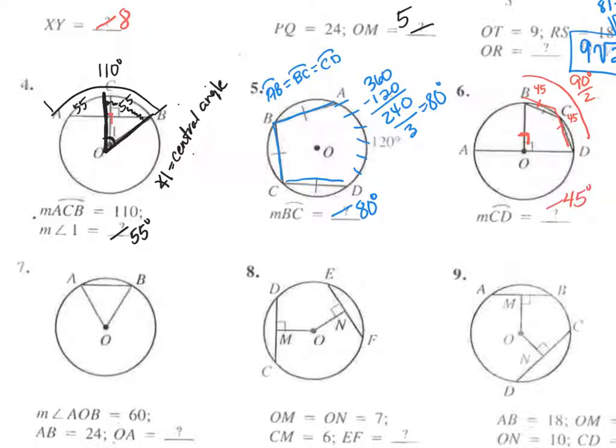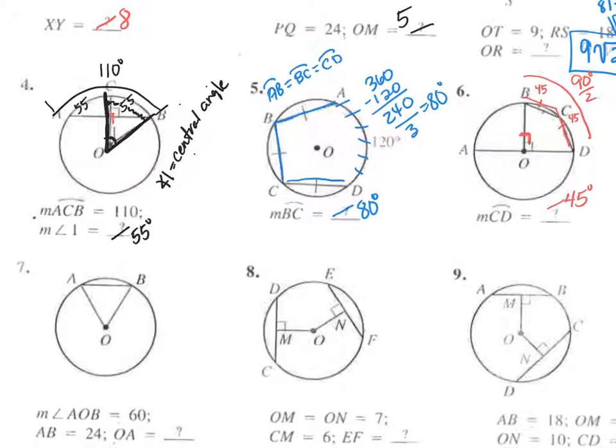Okay, let's see what we've got on number 7. Angle AOB is 60. Now, angle AOB is a central angle. AOB is 60. I think my pen has died. Let me give it a charge. But AOB right across there is 60 degrees. Okay, let's see if that'll go now. Yeah, we're in good shape.